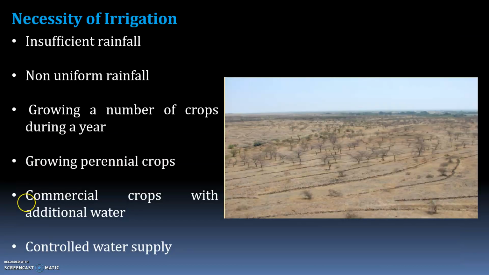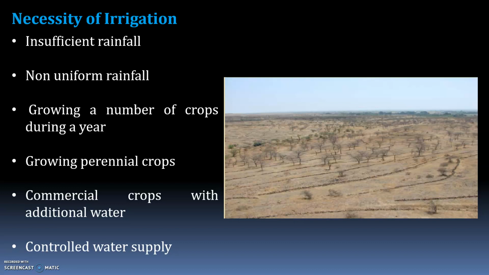Let us discuss what are the necessities of irrigation. All of us know India is basically an agricultural country and all its resources depend on the agricultural output. Water is evidently the most vital element in plant life. Water is normally supplied to the plants by nature through rains. However, the total rainfall in a particular area may be either insufficient or non-uniform.